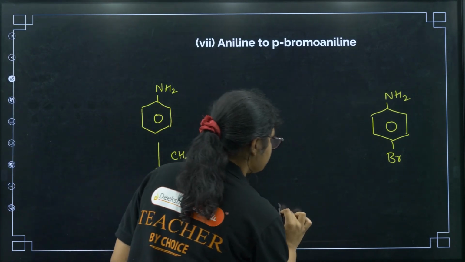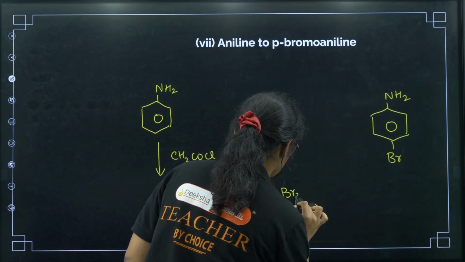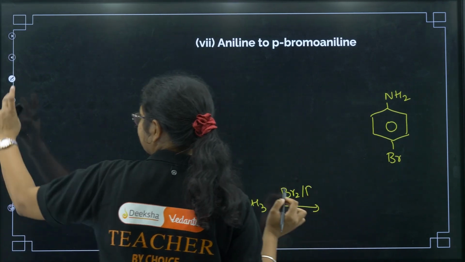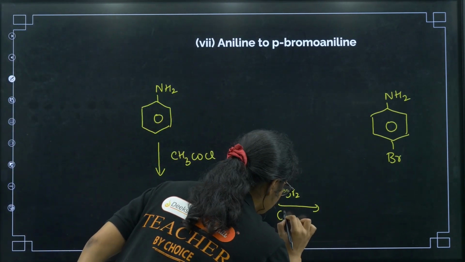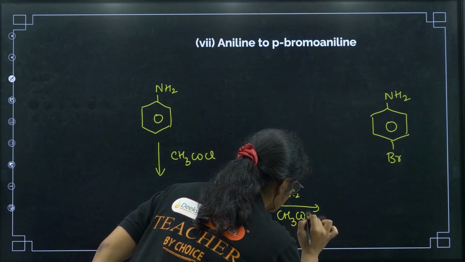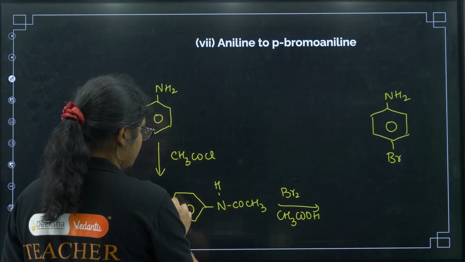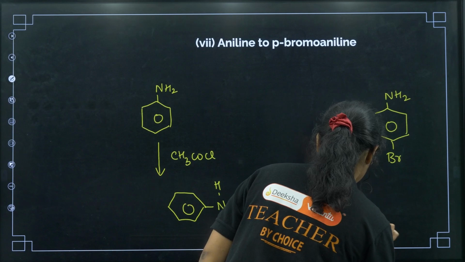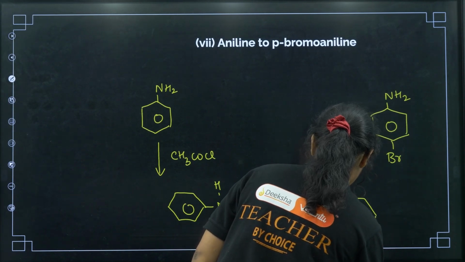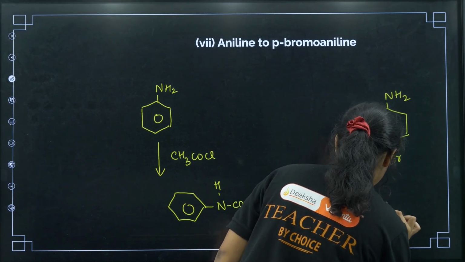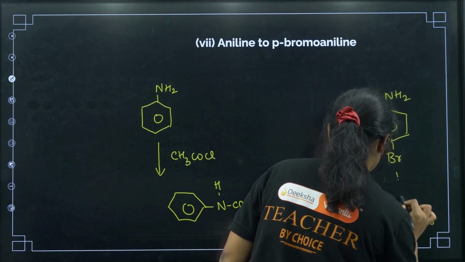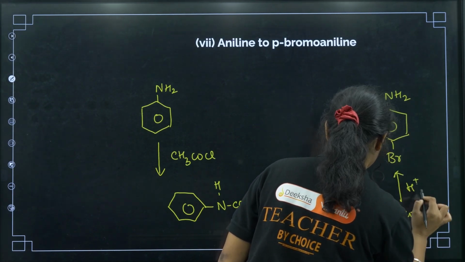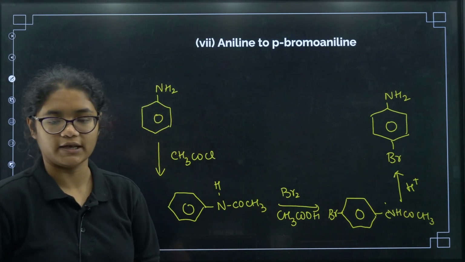So this one will give you a group like this, that is NHCOCH3. Then if you do bromination, Br2 in presence of acetic acid, then what you will get? You will get a bromo at the para position, right? So we will get here bromine, and here NHCOCH3. Then once this is done, just use H plus and this group will be hydrolysed to the NH2 group.